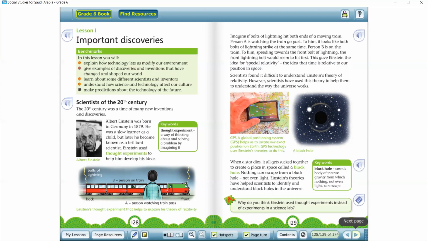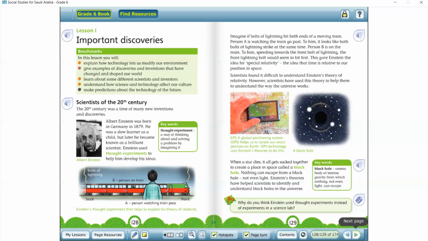So page 128, you need to read through that page. There are nice pictures there. There's a scientist there involved in the 20th century, the inventors, or they invented the inventions and discoveries. So you're going to learn about him, that he was born in Germany in 1879. He was a slow learner as a child, but later he became known as a brilliant scientist. You're going to learn about him there.